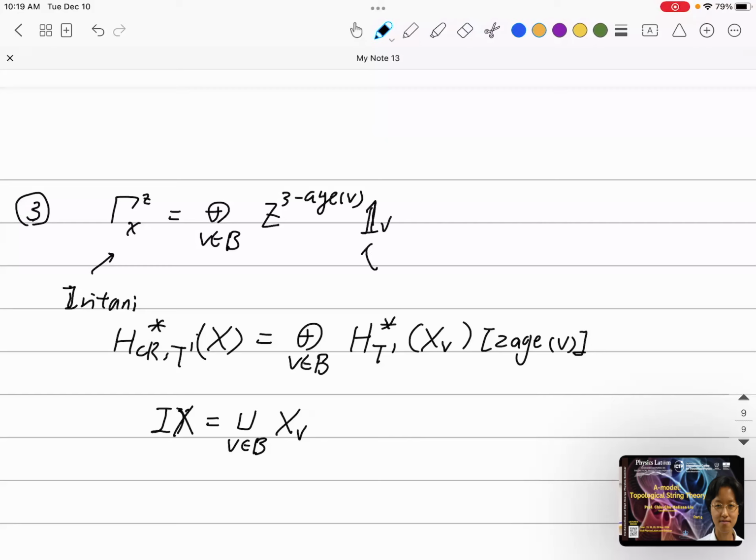So this 1_v is like the unit here. Because of the shifting, it has degree 2. And also z has degree 2. So this total degree is 6. And then we have a sum of a product.